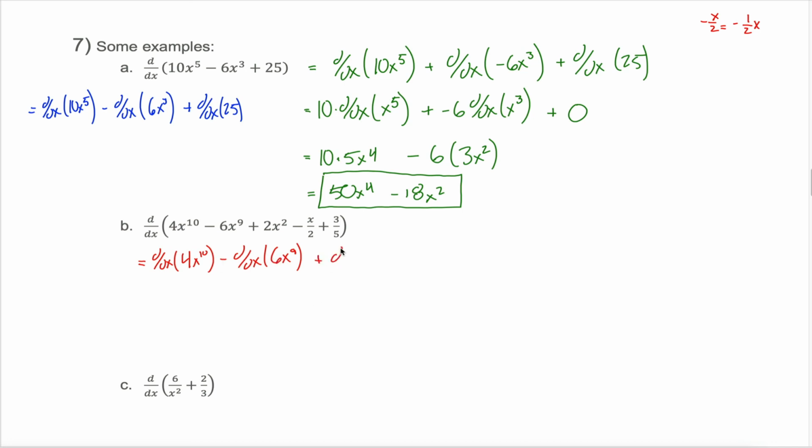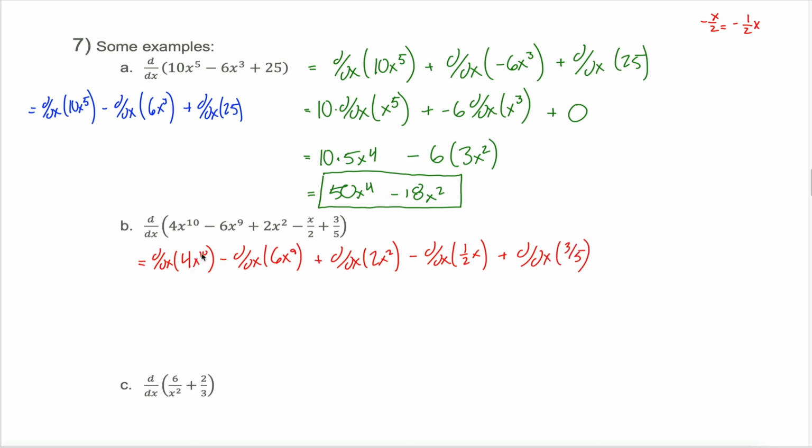And then I'm gonna add the derivative of 2x squared. And then I'm gonna subtract the derivative of 1/2 x. Again, negative x over 2 is the same as negative 1/2 x. So I bring the negative out and then take the derivative of 1/2 x. And then finally, I'm going to add the derivative of 3/5.